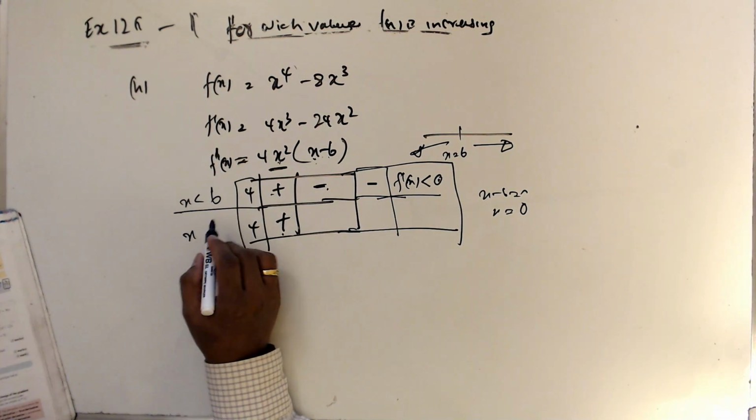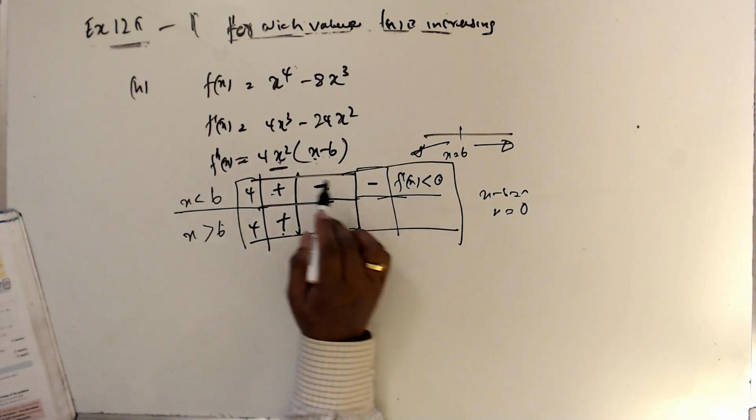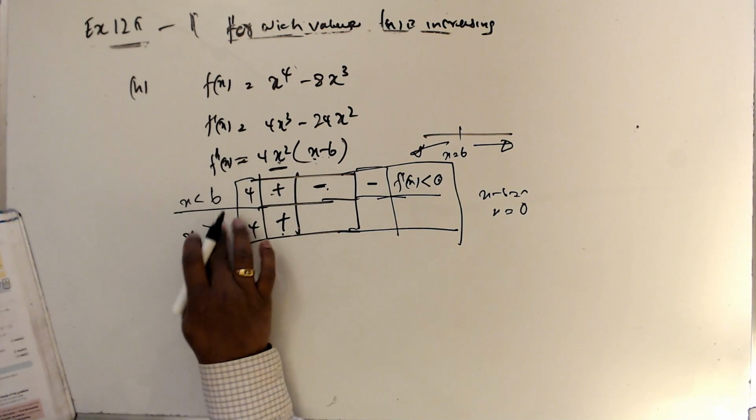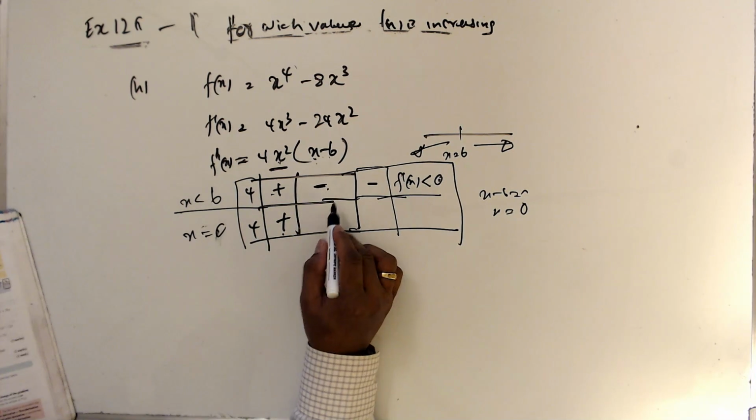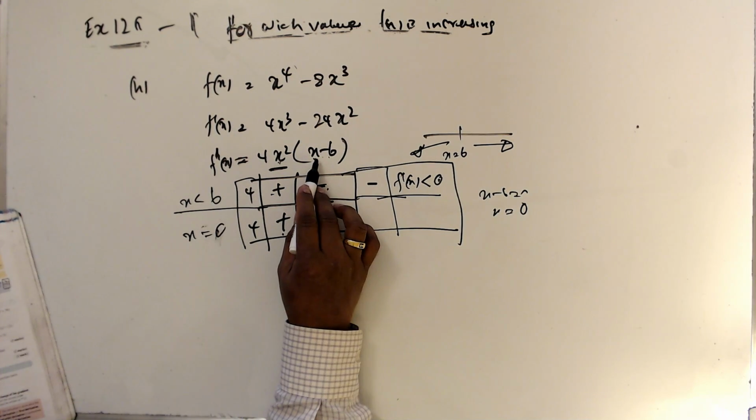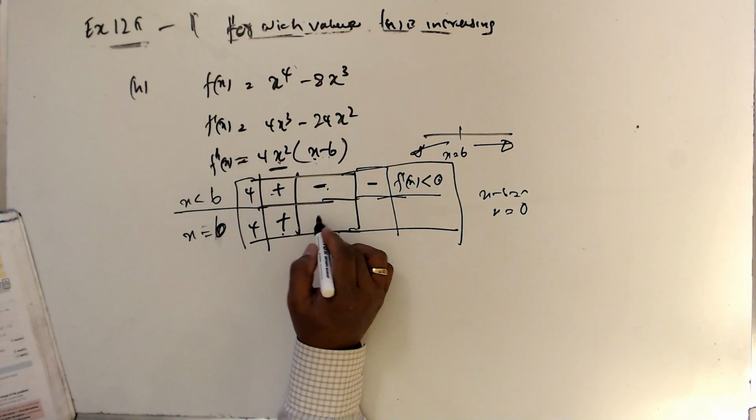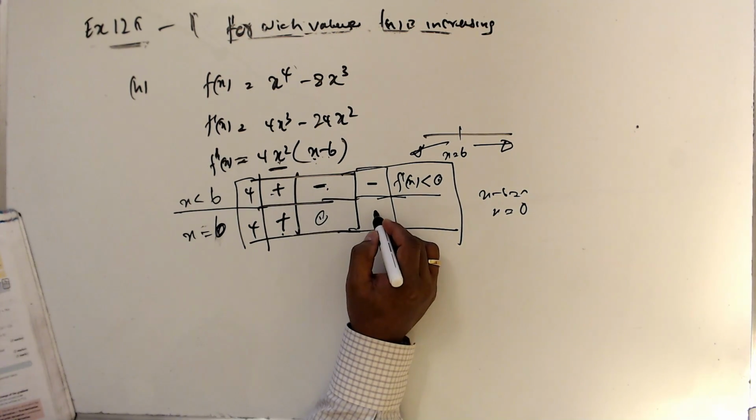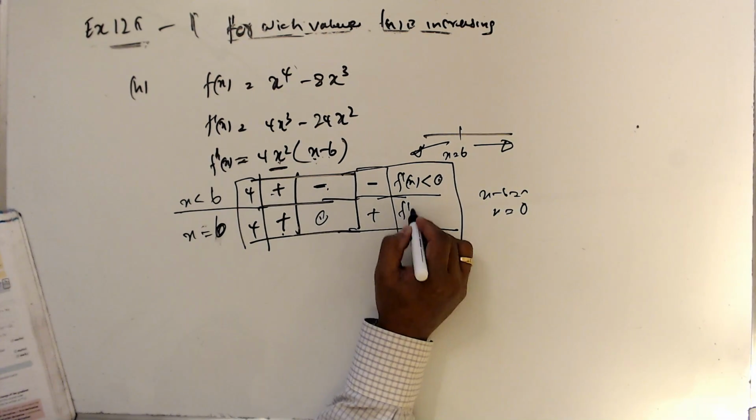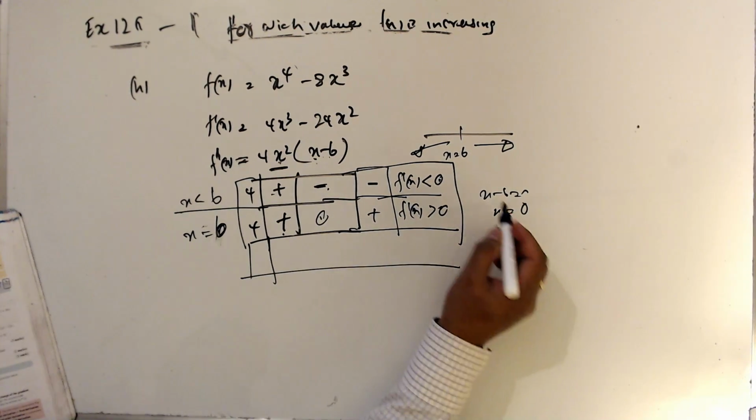Now x greater than 6. Okay, x equals 6, sorry, x equals 6, this is going to be 0. It is going to be still positive, and f dash x is greater than 0. This is x equals 6.